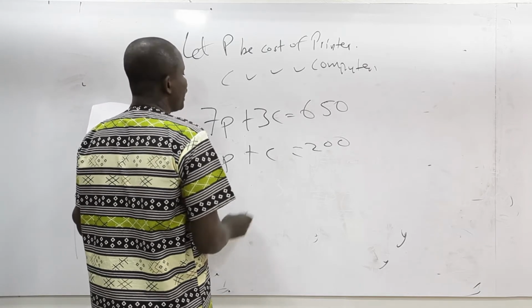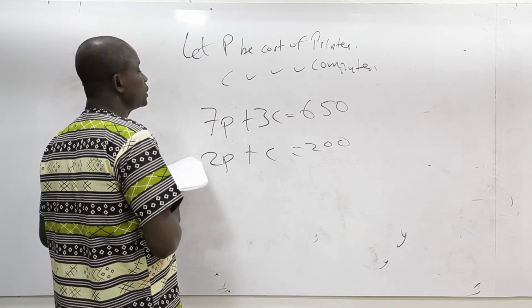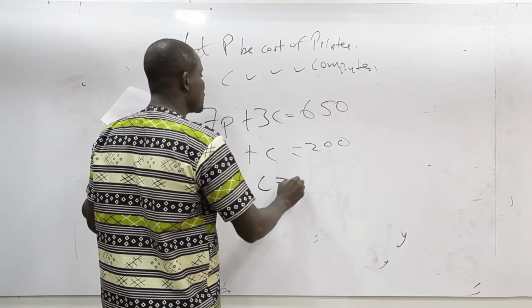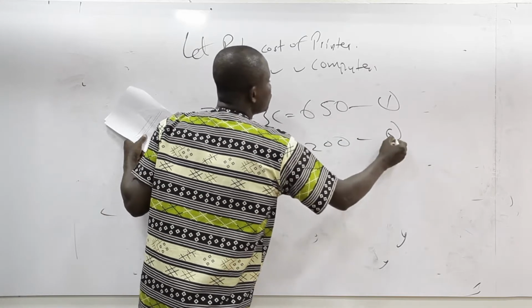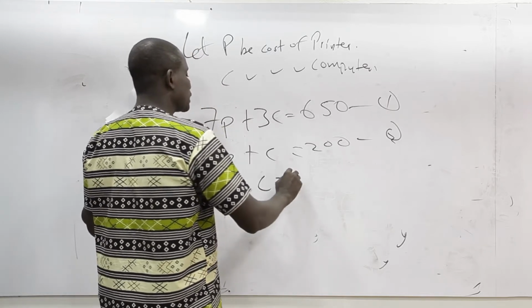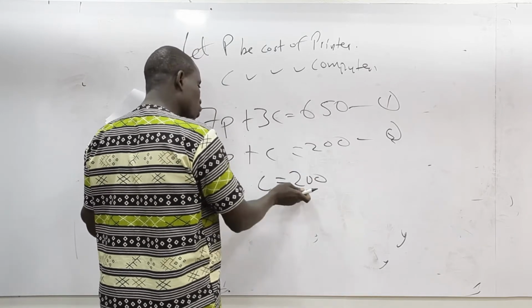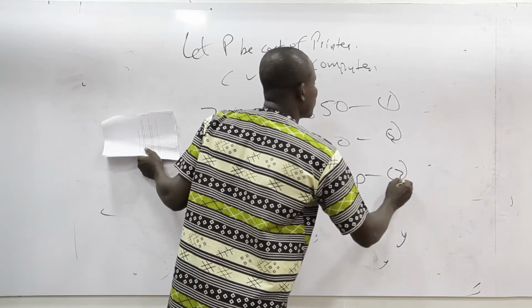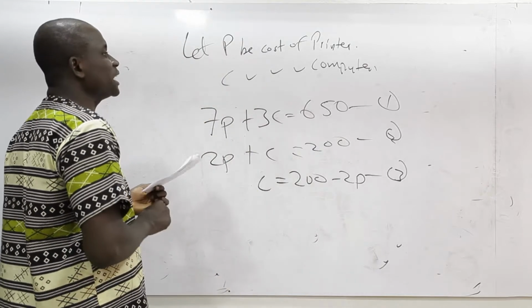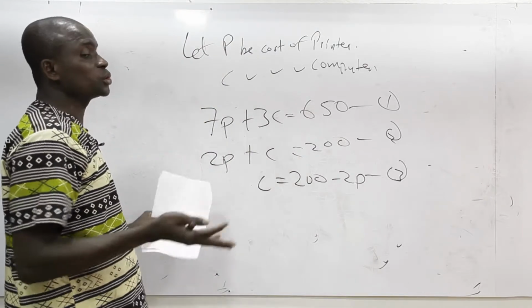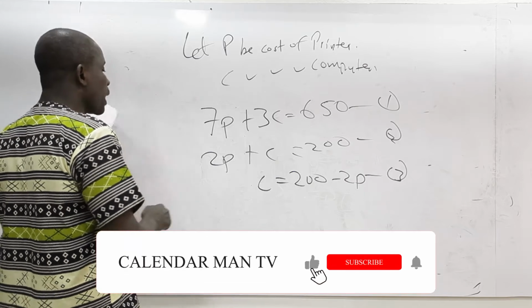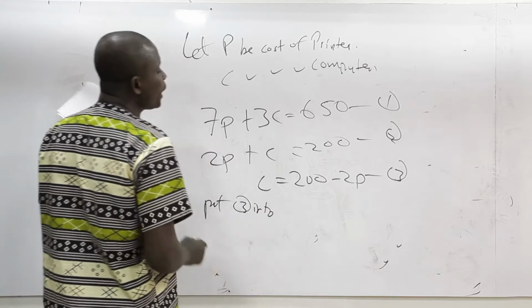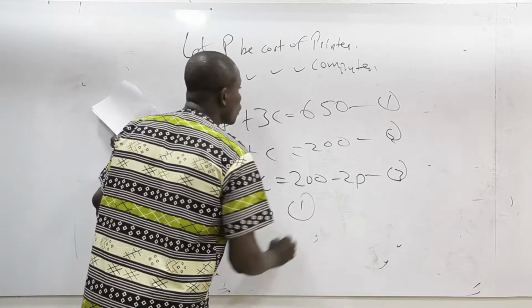So here, I can use method of elimination or method of substitution. Which of them do you want me to use? Okay, so I can say that C is equal to, this is equation 1, equation 2, then equation 3 is C is equal to 200 minus 2P. Are you with me? I'll give you equation 3. In fact, over here, I'm just guiding you on how to form the equation because you know how to use it already. So we put equation 3 into where we didn't form it from, so into equation 1.